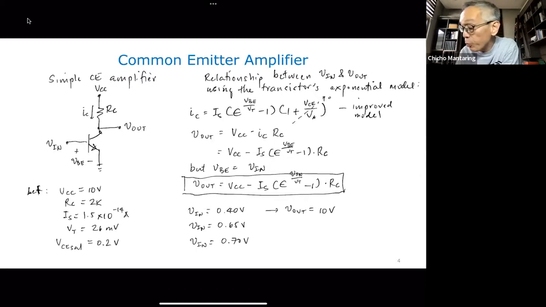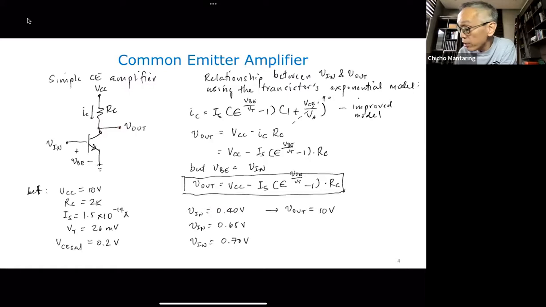Effectively, when V in is equal to 0.4 volts, we are not yet really making the base emitter junction conduct, because we know that the base emitter junction will conduct when the voltage increases to close to 0.7 volts. That is when the base emitter junction conducts, at least under the simplified model of the transistor. It hasn't reached close to 0.7, and therefore my collector current will be equal to 0, and therefore my V out will just be VCC, which is equal to 10 volts.